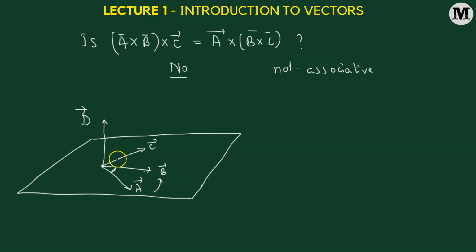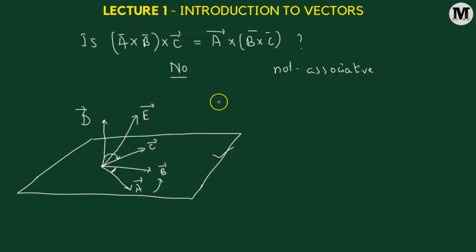Now we have to find D vector crossed with C vector. So we have a vector D which is going upwards, and then we have a vector C lying on the original plane. So we're taking D vector and crossing it with C vector. This is going to give us a vector which is going to be perpendicular to both D vector and C vector. So it is going to be somewhere in this direction. Let's call it the vector E for the time being.